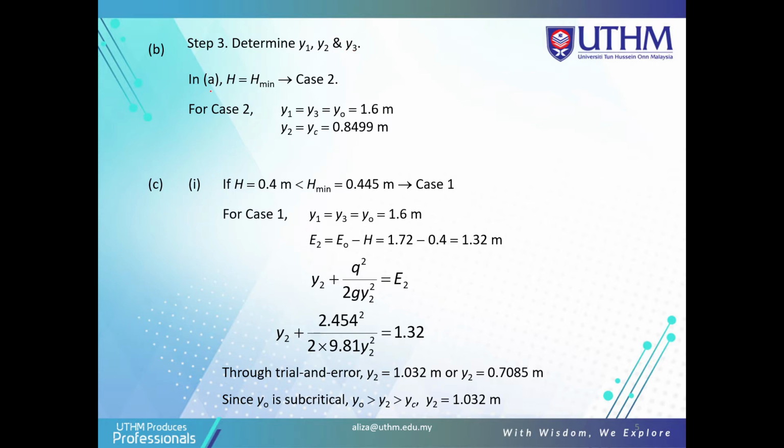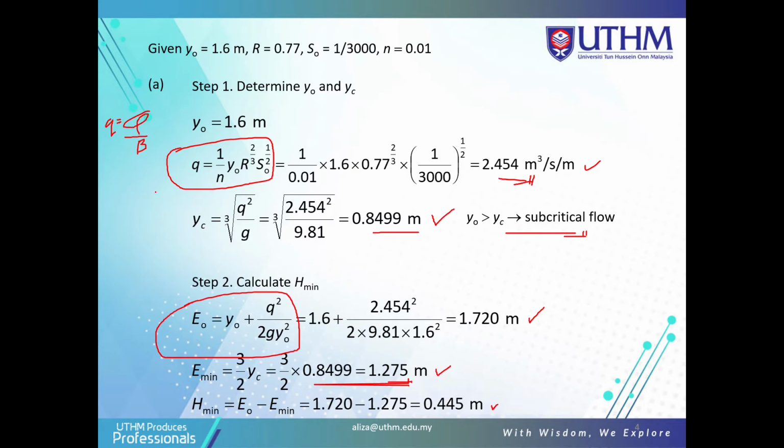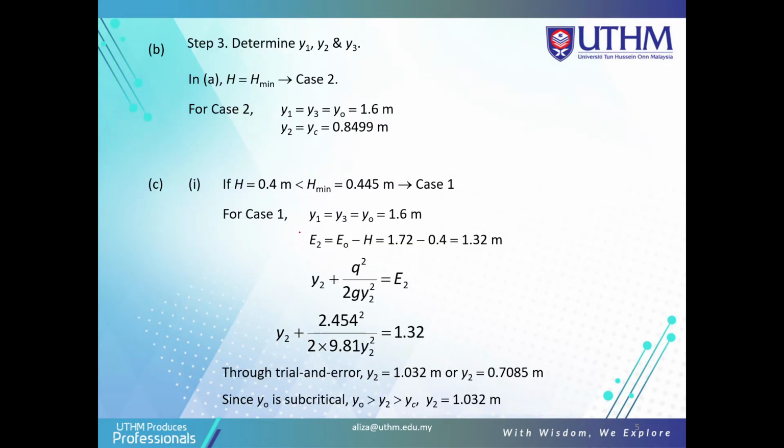Then step 3, to determine y1, y2 and y3. In A, we know that H is equal to H minimum, which is 0.445. And H equal to H minimum is case 2. So for case 2, y1 is equal to y3 is equal to y naught, which is 1.6 meter. And y2 is equal to yc, which is 0.8499 meter. We know this is the value because in A, H is equal to H minimum.